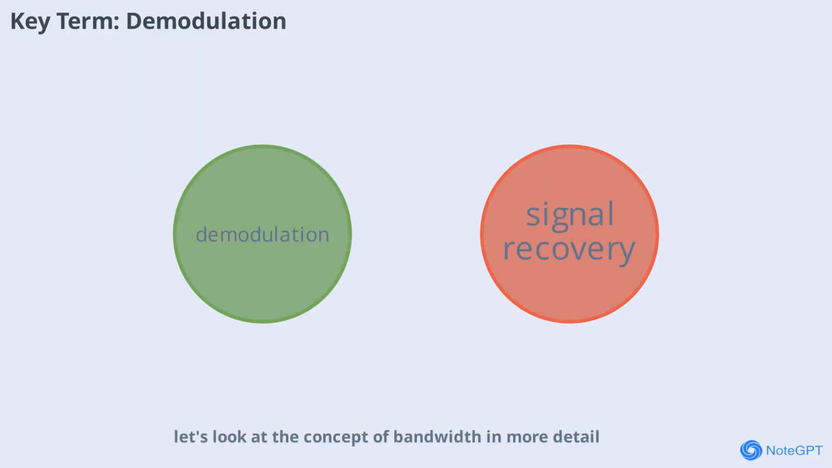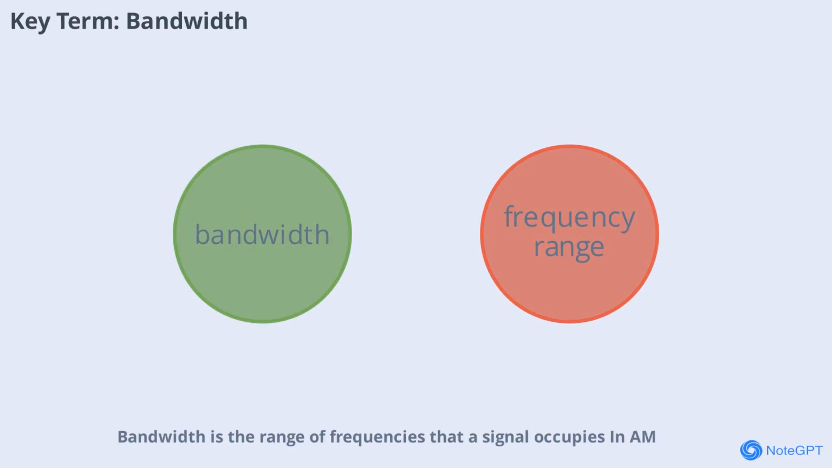Next, let's look at the concept of bandwidth in more detail. Bandwidth is the range of frequencies that a signal occupies. In AM, the bandwidth is determined by the highest frequency in the message signal and is doubled due to the presence of both upper and lower sidebands. Efficient use of bandwidth is important for maximizing the number of signals that can be transmitted in a given frequency range.